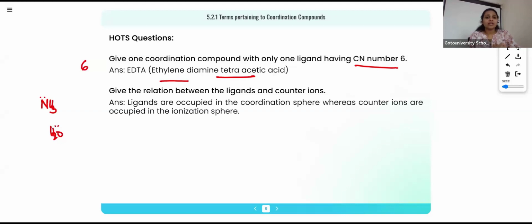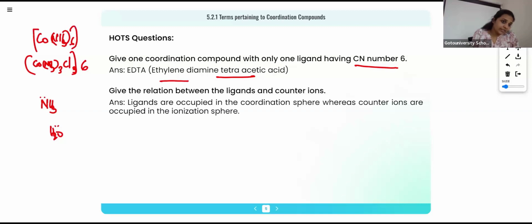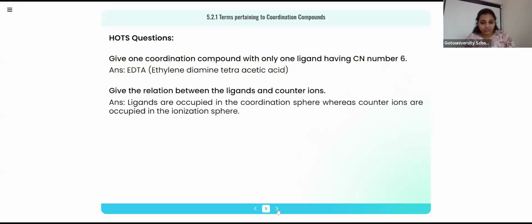Next one, ligands are occupied in the coordination sphere, whereas counter ions are occupied in the ionization sphere. What I said: see here, suppose Co(NH3)3Cl3. This is a normal complex. Another one, Co(NH3)6, and outside the sphere I am writing chlorine. This is called ionization sphere and this is called coordination sphere. So the things we are writing outside that undergo ionization are called ionization sphere.